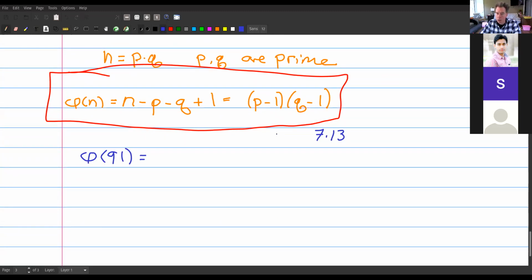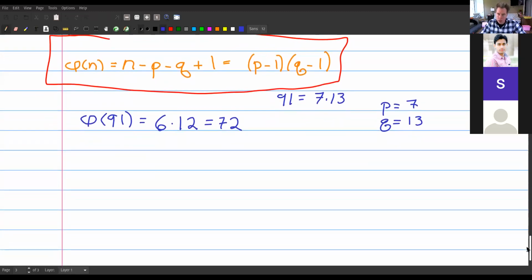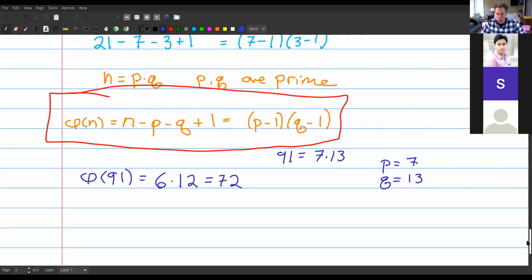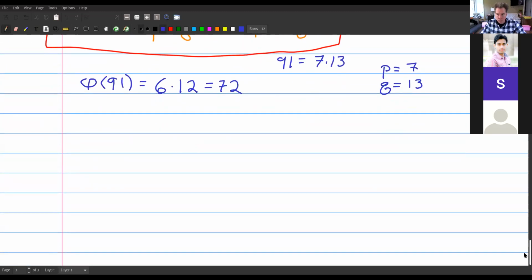Let's write down p and q. So 91 is equal to this, right? So p is equal to 7 and q is equal to 13. So it's 6 times 12. That's right. 6 times 12, which is 72. Okay, right. Great. Phi of 91 is 72. Yeah, that's right. So notice that 72 is not much less than 91. So that's also kind of an important fact that I want to say more about in a second. But for now, let me just give you the general formula from the book.